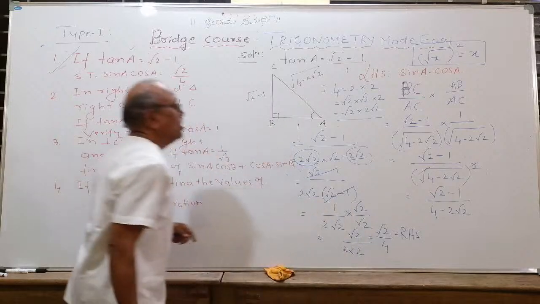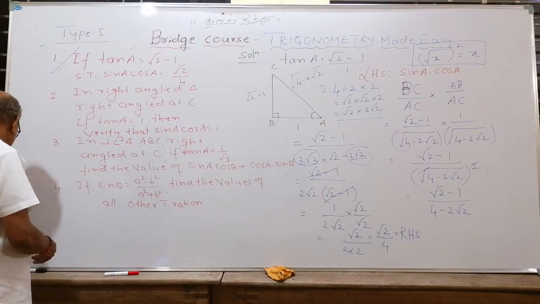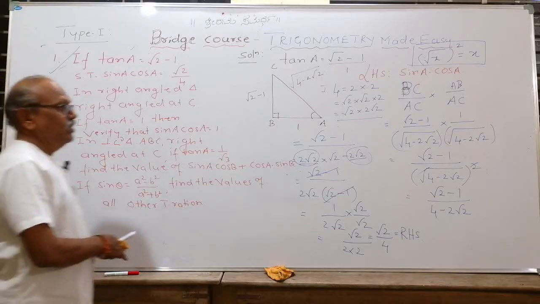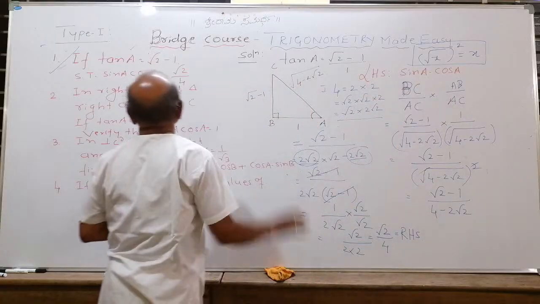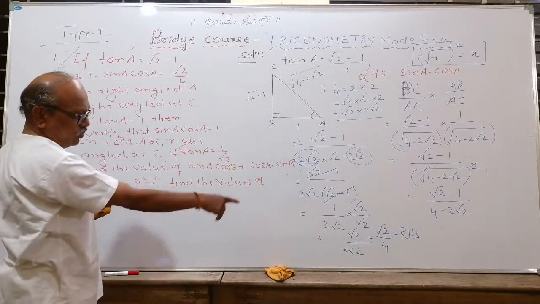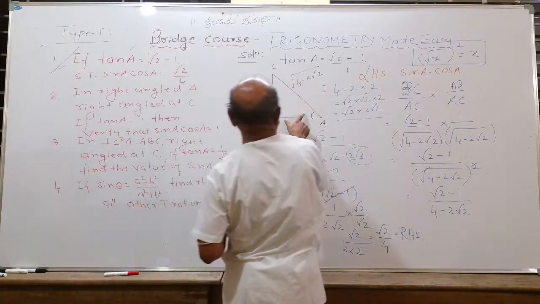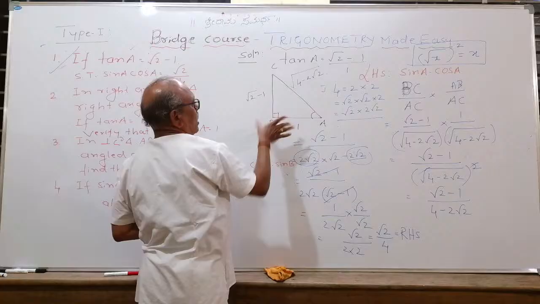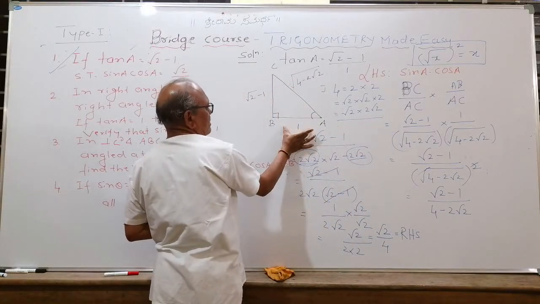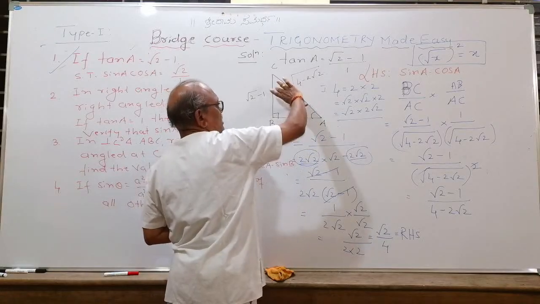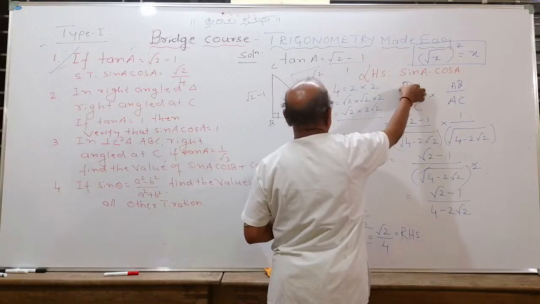How many of you have got doubts in it? You can clarify, and I will again repeat it. You are asked to prove that sin A into cos A is equal to root 2 upon 4. Now, what is sin A? Sin A is opposite BC upon hypotenuse AC. What is cos A? Adjacent is AB and hypotenuse is AC.